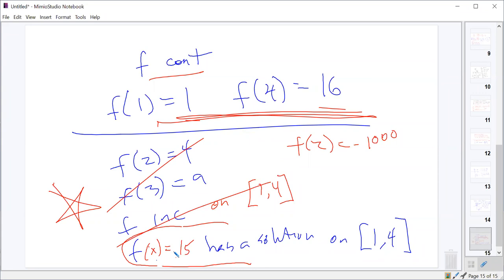Everybody doing okay? Yeah, it makes sense. I have a question. So when you're on the first response and you use IVT, would you put the interval in closed or open brackets?